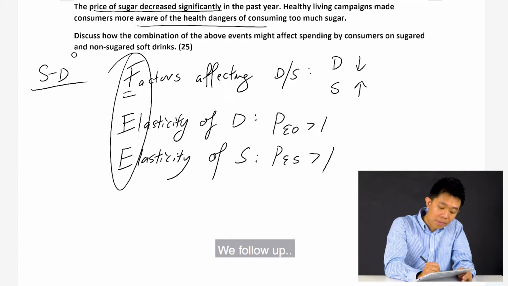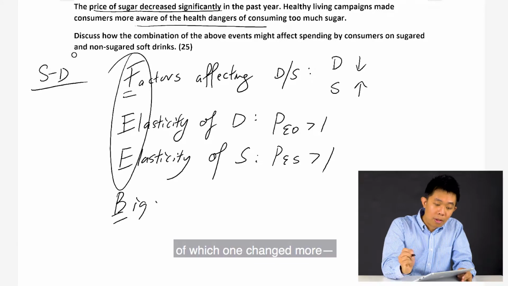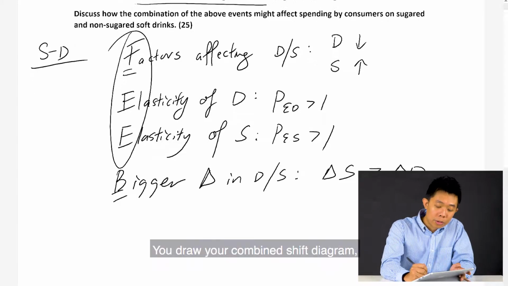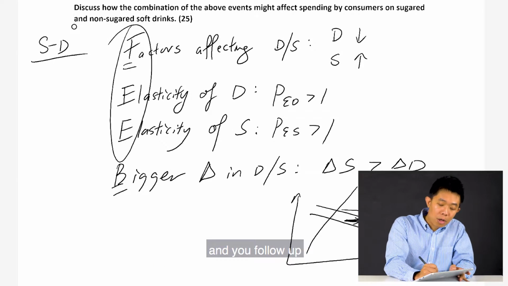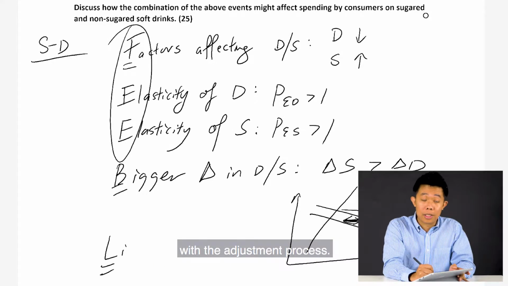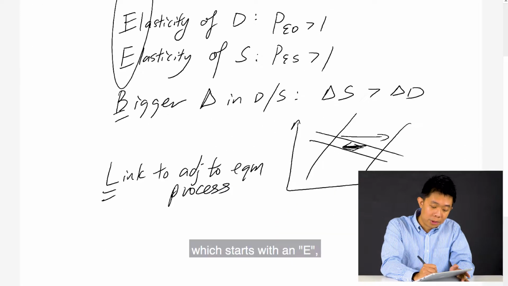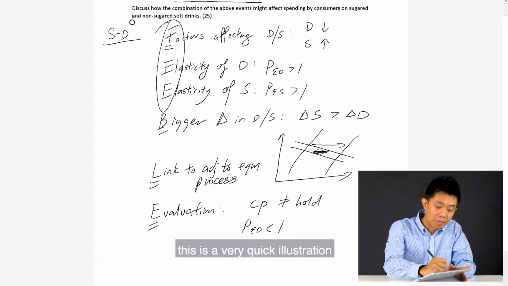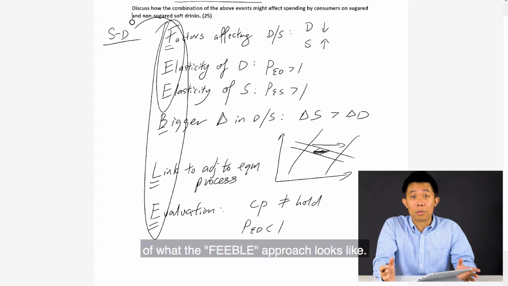We follow up with an assessment of which one changed more, whether there's a bigger change in demand or supply. You draw your combined shift diagram and you follow up with the adjustment process. The last step, which starts with an E, refers to evaluation. And altogether, this is a very quick illustration of what the approach looks like.